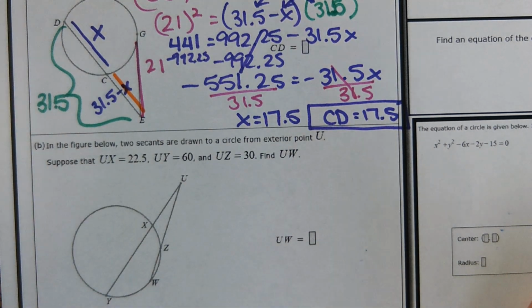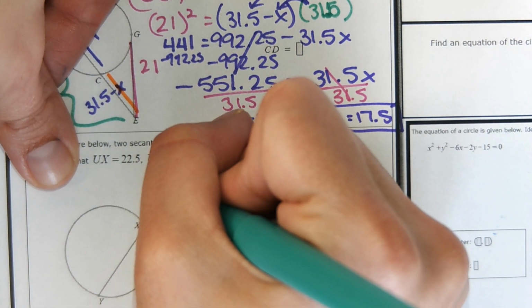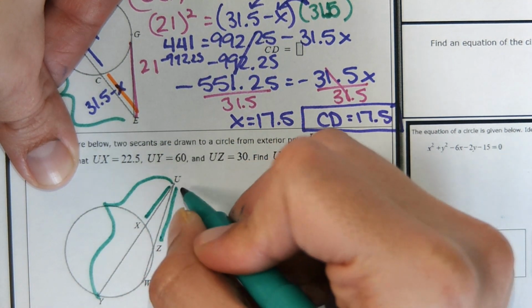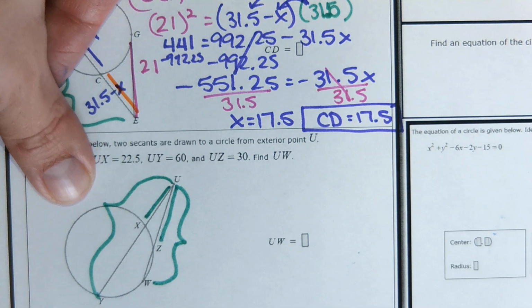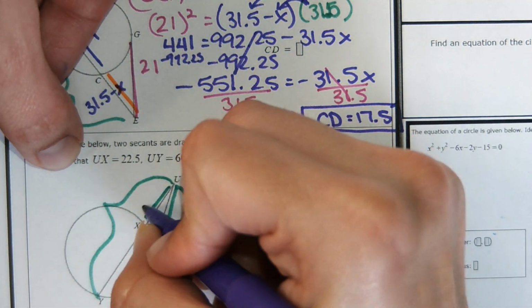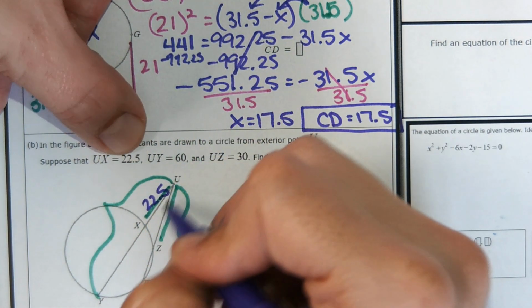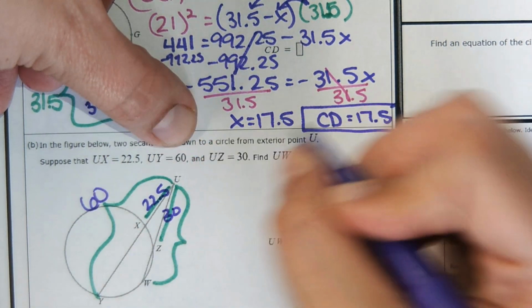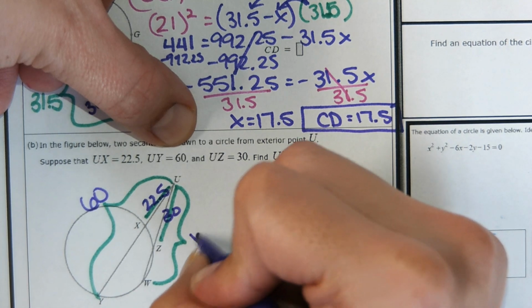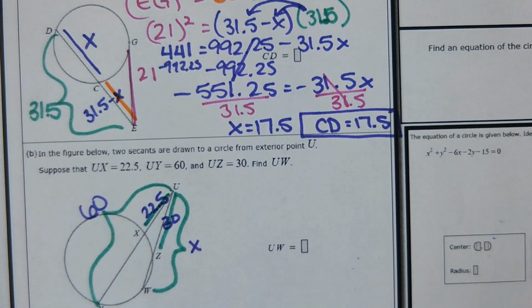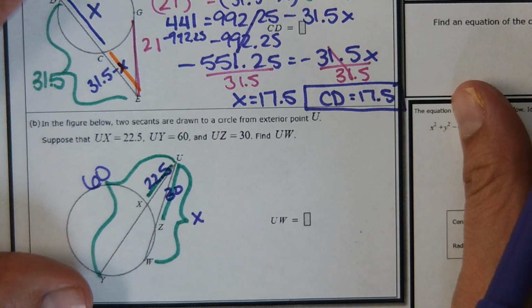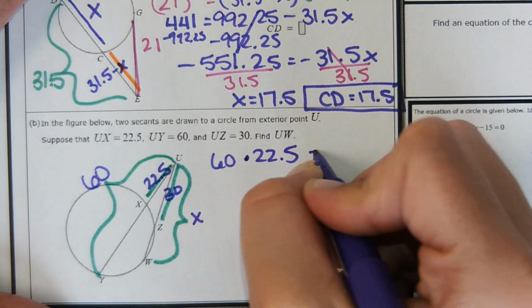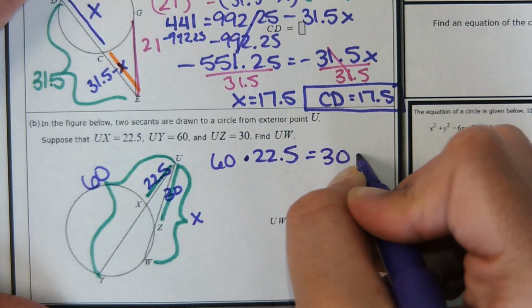Okay, the next one, it is like the way the theorem states, it's this exterior segment times the entire length of this segment equals this exterior segment times the length of the whole thing. So labeling the segments, UX is 22.5, UY the whole length is 60, UZ is 30, and then UW is what we're trying to find. So then 60 times 22.5 equals 30 times x.